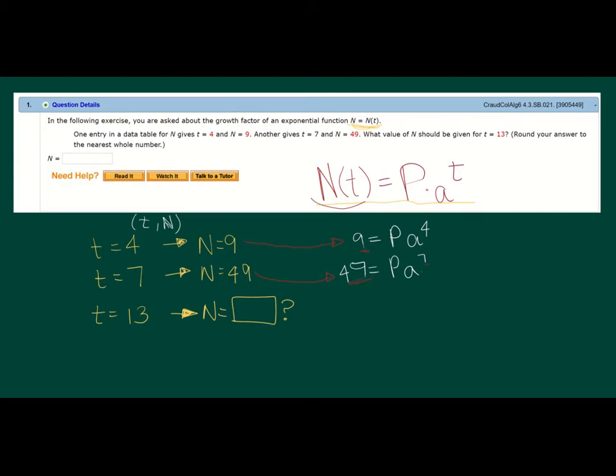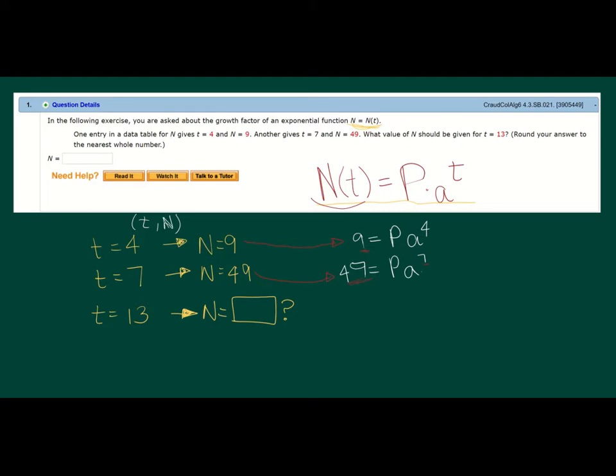In our previous work, we have solved systems of equations using different methods. And I'm going to call on that information now in order to help us solve for the value of P and the value of a, so that we can fill in P and a in our N of t formula.